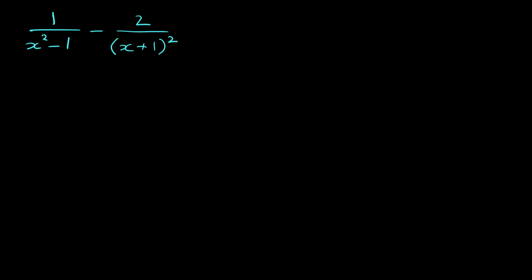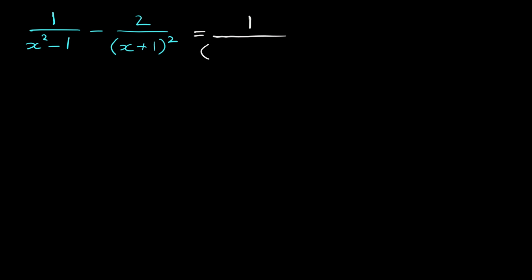Look at this example. 1 over x to the 2 minus 1 minus 2 over x plus 1 to the 2. This denominator can be factored, so it's a good idea to factor this denominator first, then think about finding the least common denominator. So before doing anything else, before finding the common denominator, first we try to factor the denominators if it is possible.